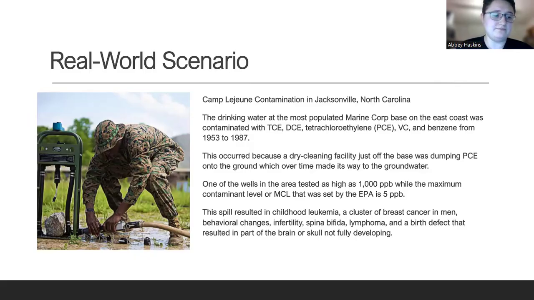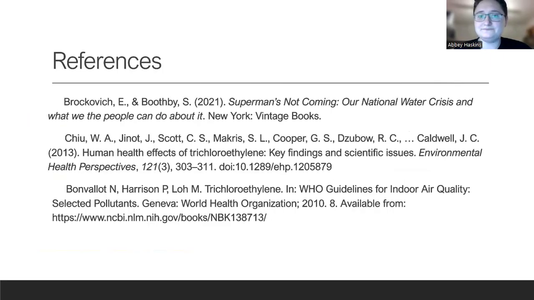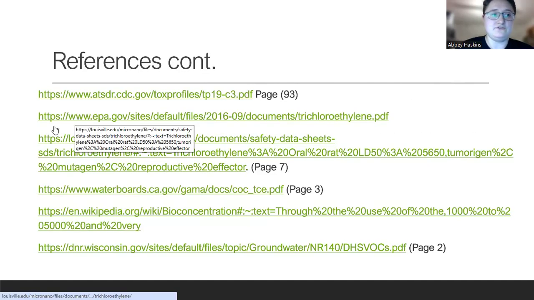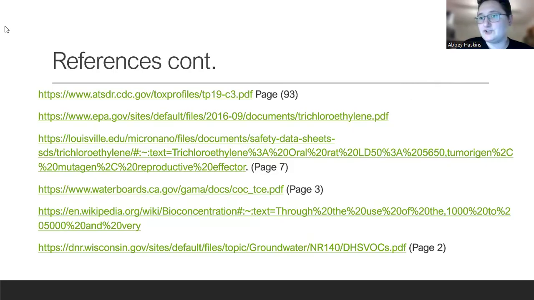So that's a grim note to end on, but that is the end of my presentation. And for Dr. L, these are my references from either journals or books. And then these are my sources from web pages, and I tried to be specific with the page numbers as some of these are quite long.